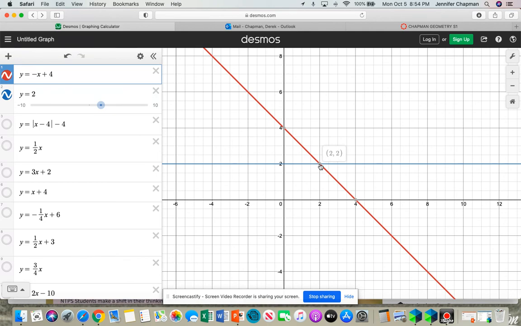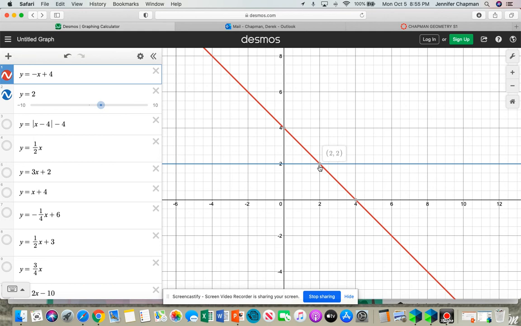Use a graph to solve each equation. Negative x plus 4 equals 2. My answer would be parentheses 2, 2. Remember, you could also write it as just x equals 2. That's legitimate, right? Because x equals 2 is just this line right here, and there's only one place when x equals 2 where we cross those two functions. So x equals 2 or (2, 2), perfectly fine.